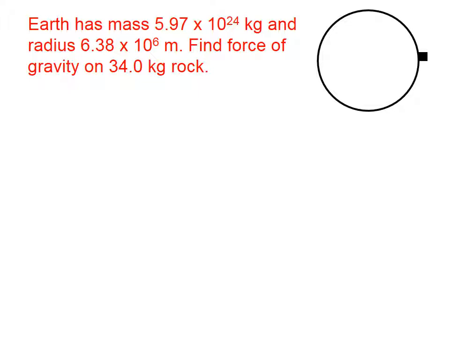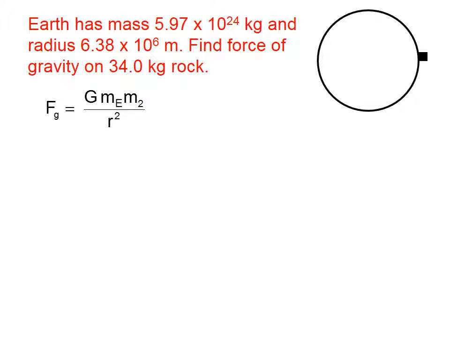Earth has a mass of 5.97 times 10 to the 24th kilograms and a radius of 6.38 times 10 to the 6th meters. Find the force of gravity on a 34 kilogram rock. In our picture here, we've got a model of the Earth, and this object here is our 34 kilogram rock. We're going to assume it's at the surface of the Earth, and clearly this picture is not drawn to scale. Let's go ahead and write down Newton's law of gravity.